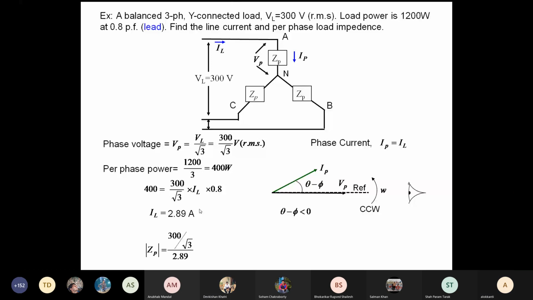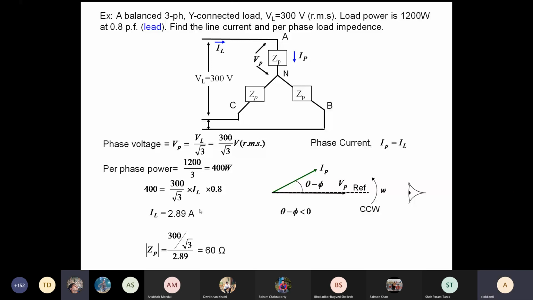300 by root 3 divided by the current will give 60 ohms. So you have got Zp, and that is the absolute value of the impedance. Then can you find out the components?